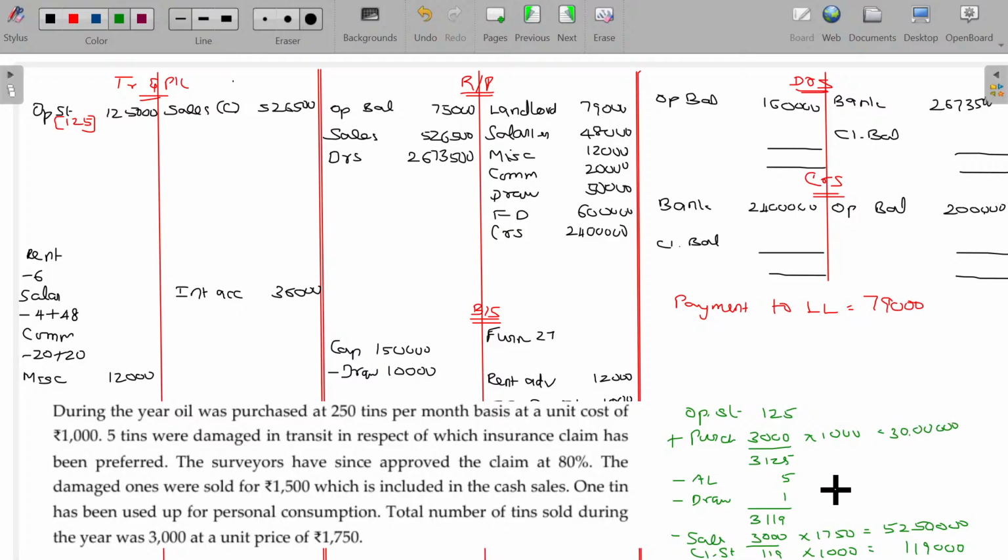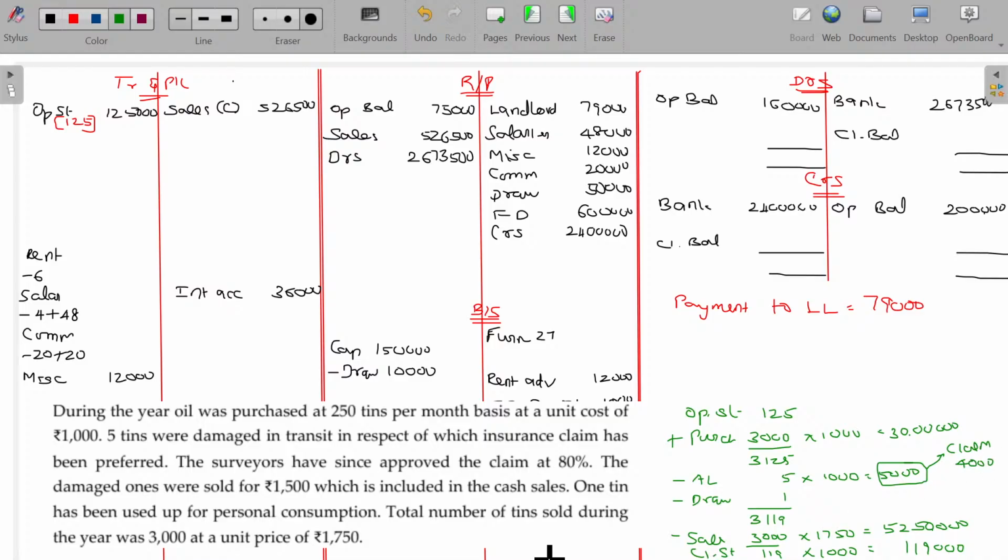What about the abnormal loss? 5 tins were lost abnormally, 5000. 5000 is the abnormal loss. Am I right? This abnormal loss is insured. So you are getting a claim. How much claim are you receiving? 80% value is recovered as claim, 4000 rupees.